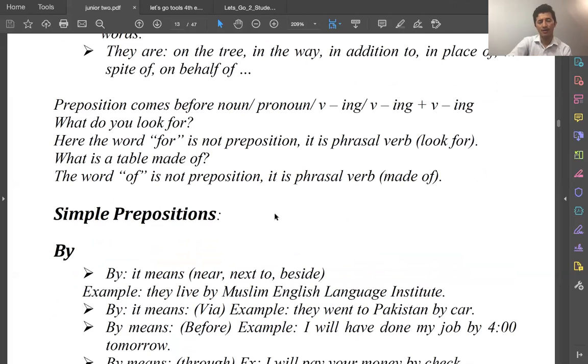As I mentioned earlier, at the beginning of this class, a preposition comes before a noun or pronoun. Sometimes it can be used before verb-ing, which is sometimes used as a gerund. A gerund is the noun form of a verb. Because of that, we can sometimes use prepositions before verb-ing also. For example, we say, by studying hard, you can learn the English language. By is used here as a preposition before the verb-ing, studying.